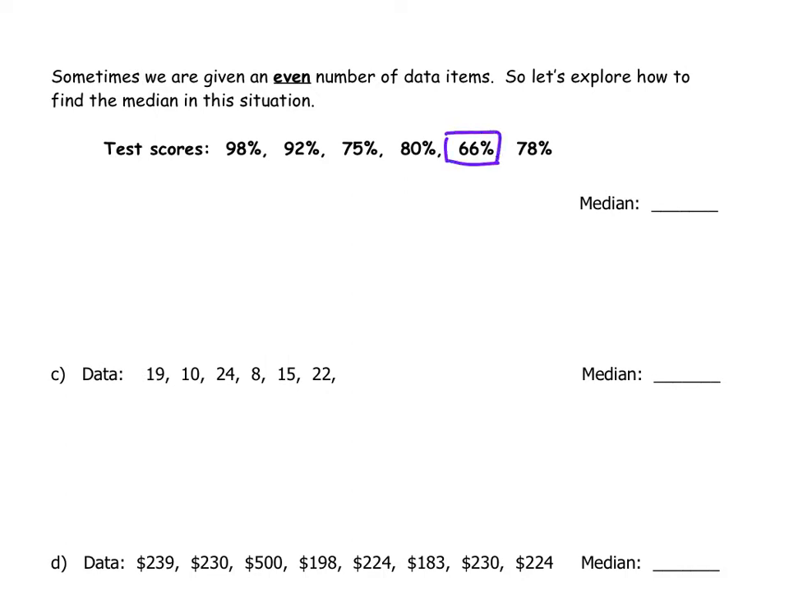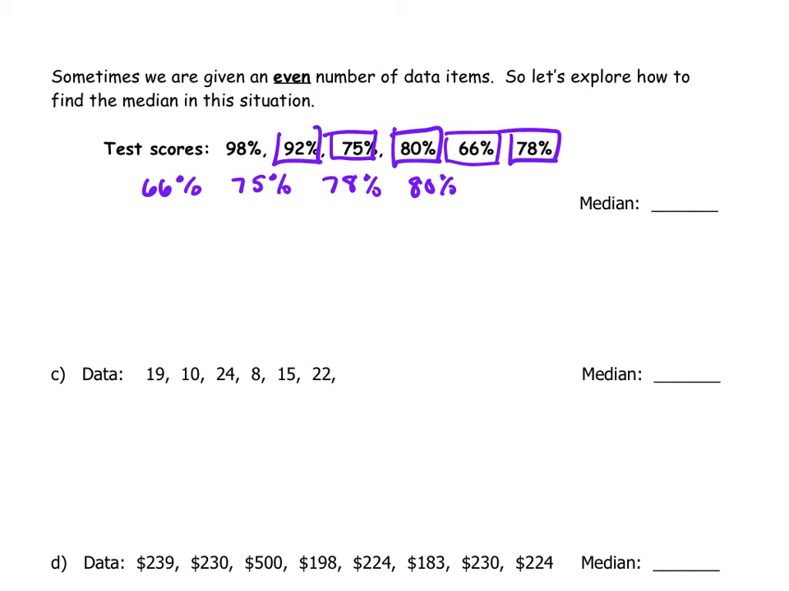And it looks like it's 66%, followed by 75%, followed by 78%, 80%, 92%, and 98%. So 6 data items. When we go to cross off one on the left, one on the right, one on the left, one on the right, we suddenly see there's 2 numbers in the middle.